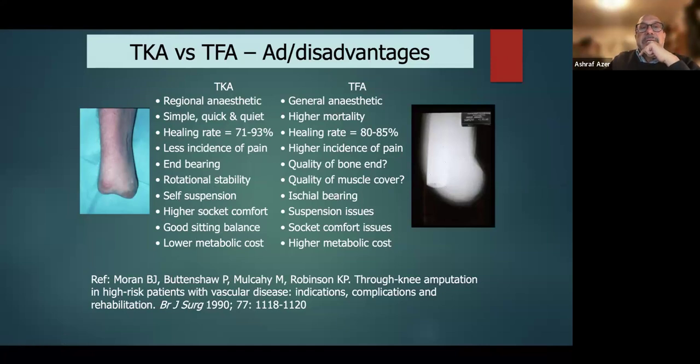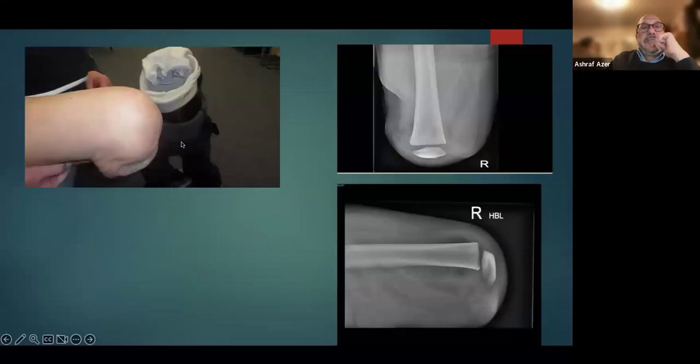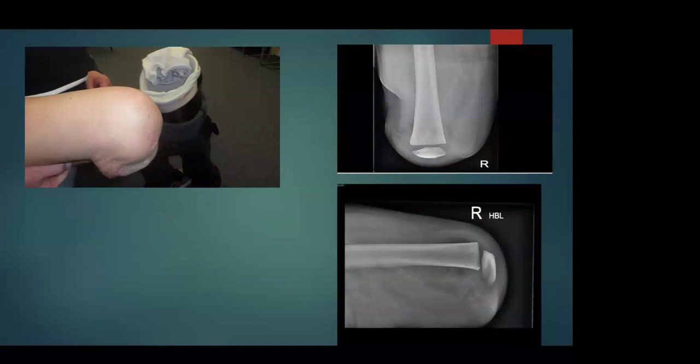Now, what is the downside of it? Here, it has so many surgical approaches. One of them is a long posterior approach. You leave a sleeve from the gastrocs, reflected anteriorly. But here, the surgeon decided to leave a very long sleeve with an attached patella. The patella is attached to what when you do through knee? The patellar tendon and the quadriceps.